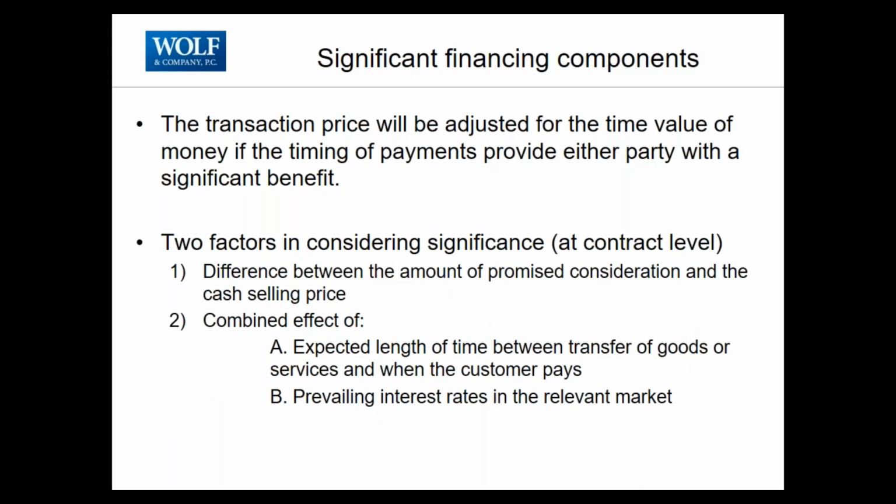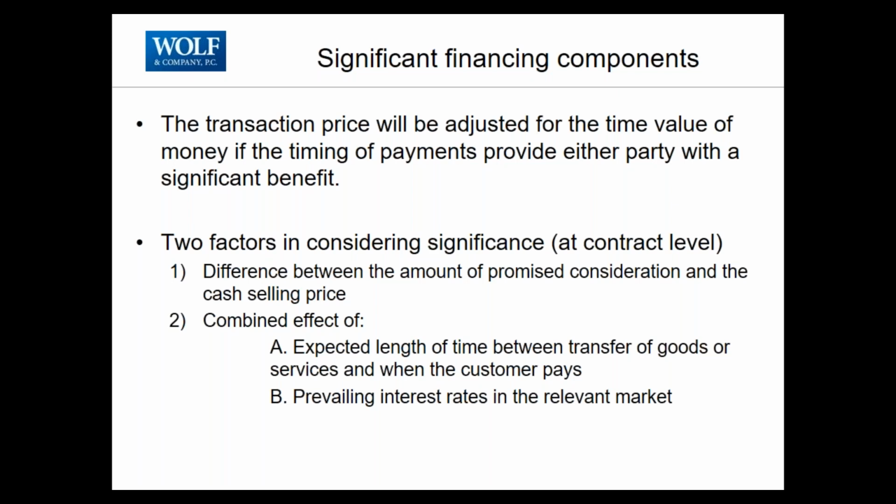So significant financing components: if a contract includes payment terms that differ from the timing of delivery of the goods and services, then the entity will need to evaluate if a significant financing component exists. The financing component need not be explicitly stated to be present, and 606 requires that the transaction price be adjusted for the time value of money if the timing of payments provide either the entity or its customer with a significant benefit.